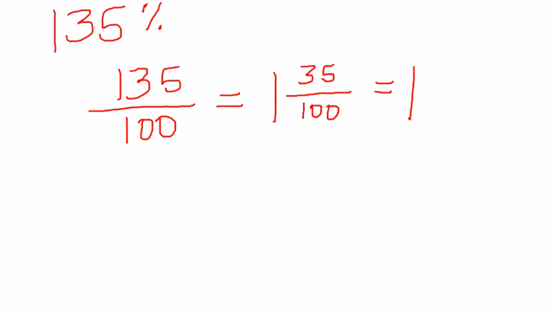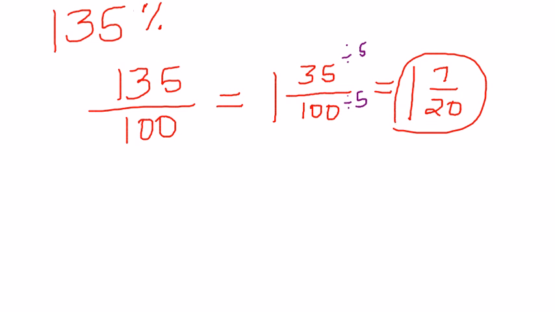I can divide both by 5, because if you remember those divisibility rules, any number that ends in 5 or 0 is always divisible by 5. So 35 divided by 5 is 7, and 100 divided by 5 is 20. And I'm left with 1 7/20, which is now in simplest form. And I'm done.